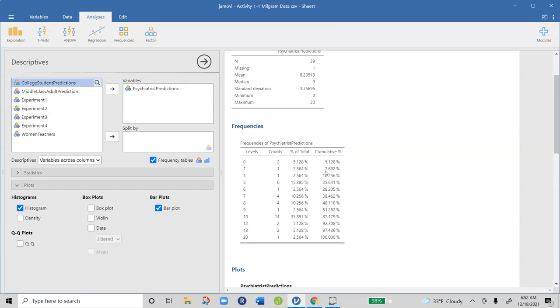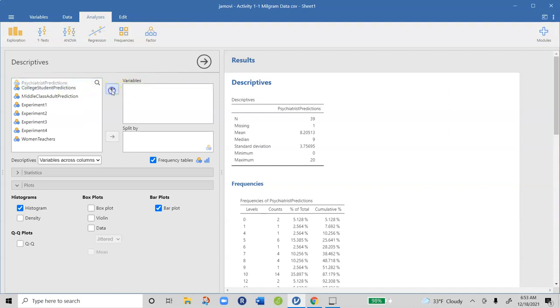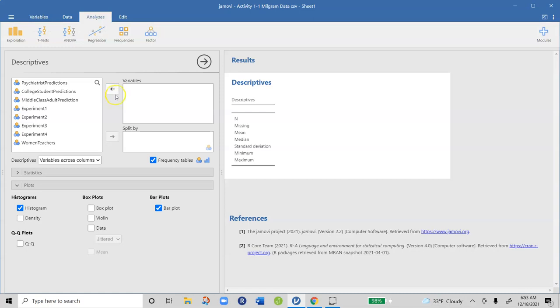You're adding up the number of people at each category and below it, and then converting that value to a percentage, right? So for example, if I look at level 6 here, right, I can see that 28.205% of the psychiatrists indicated that people would go up to level 6 or lower, right? And so that is the first variable, where you're looking at the psychiatrist predictions. You're going to do the same thing in this activity with other variables as well.